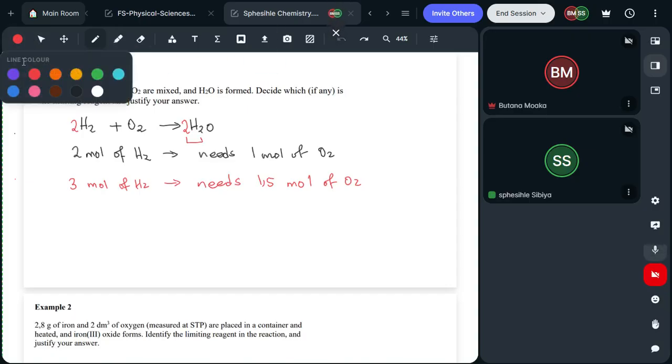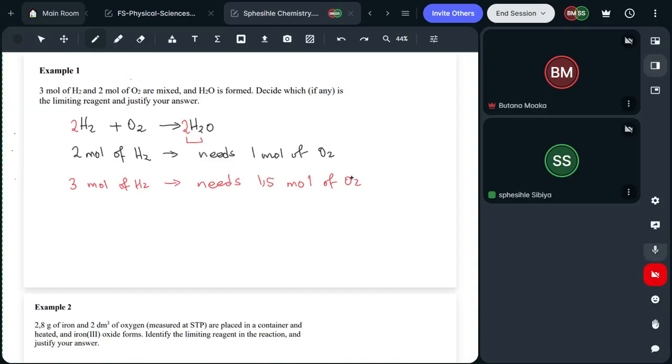We have 2 moles of what? If you look at this, we were given 2 moles of O2, but we only need 1.5. So this tells you that O2 is in excess. Do you understand that part? Yes. We need 1.5, but there's 2 given. So 0.5 will be left over.